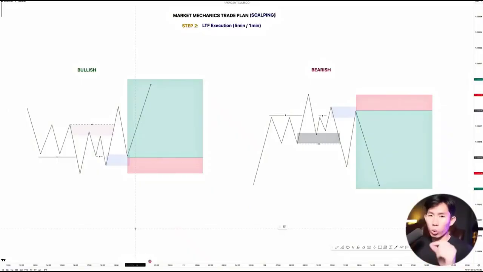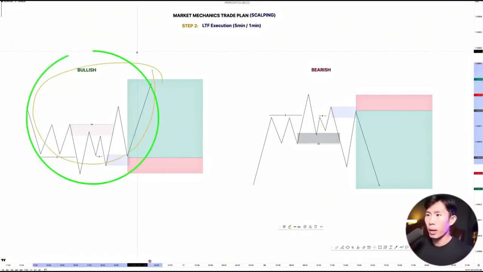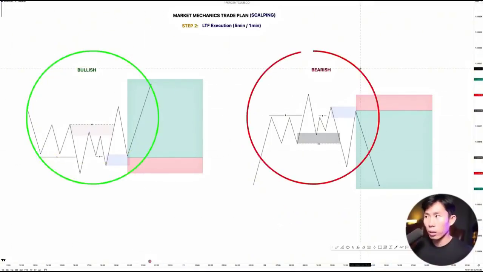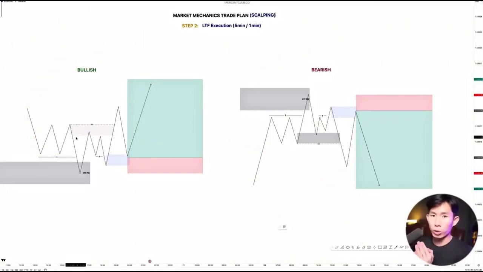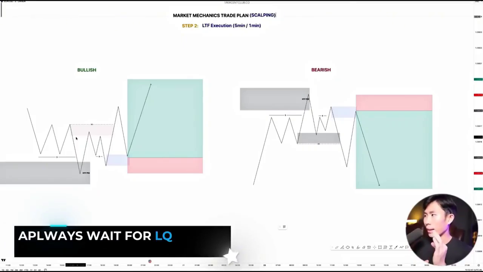So when price steps into a demand zone in the bullish scenario, or a supply zone in the bearish scenario on the 15-minute time frame, that is where you can drop down to your lower time frame, which is the 5-minute time frame, and you look for this pattern or this pattern right here. Let me explain. When it comes to this entry model, you always want to make sure that you get the liquidity sweep before you actually look for your entry.